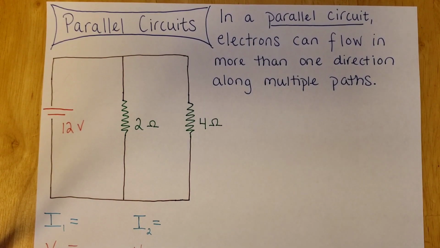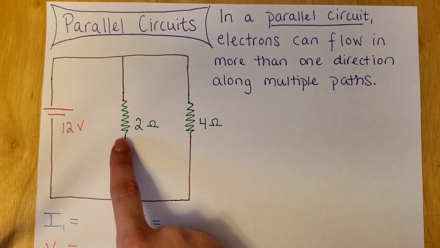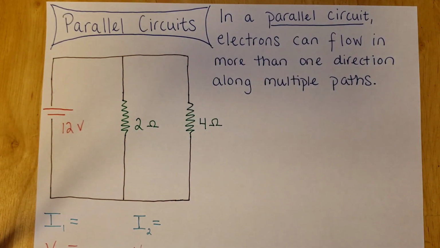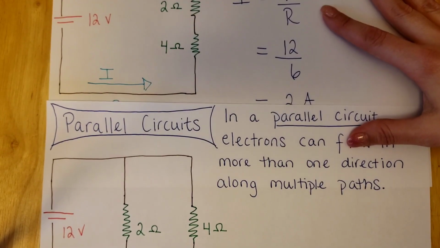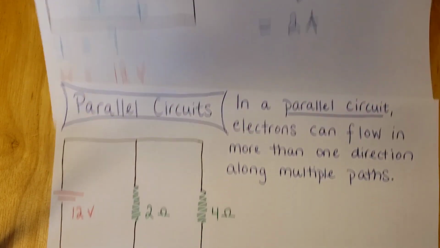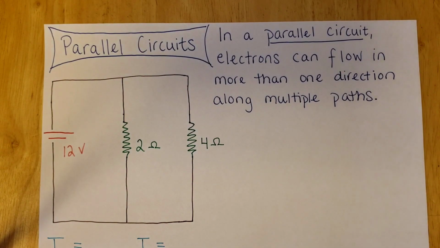In a parallel circuit, electrons can flow in more than one direction along multiple pathways. So you can see here, this picture looks very similar to the one that we just did. I'm going to try to get them close together so you can see. That's what we just did. We had 12V, 2 ohms and 4 ohms. Okay, now we still have 12V, 2 ohms and 4 ohms, but we're going to get a different answer for our letter I, and I'm going to show you why.